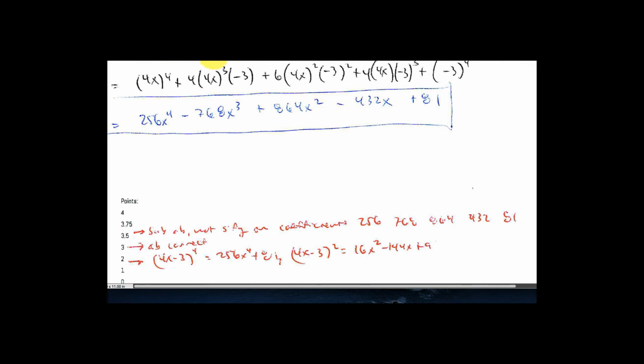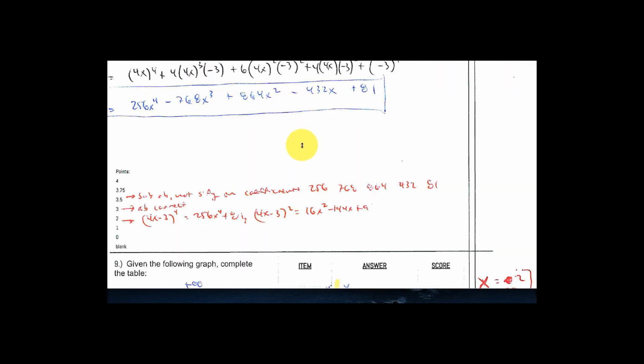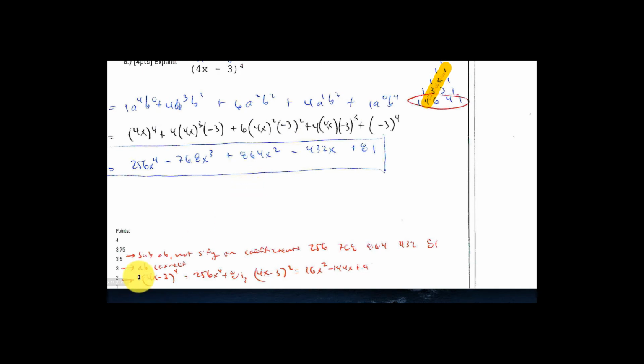How did I score that? You also got 2 points if you did like 4x minus 3 and you distributed the 4. Remember, negative 3 to the 4th power. I would have accepted that. Or this one, this is something correct. Essentially, this is not, but you're multiplying the first and last.